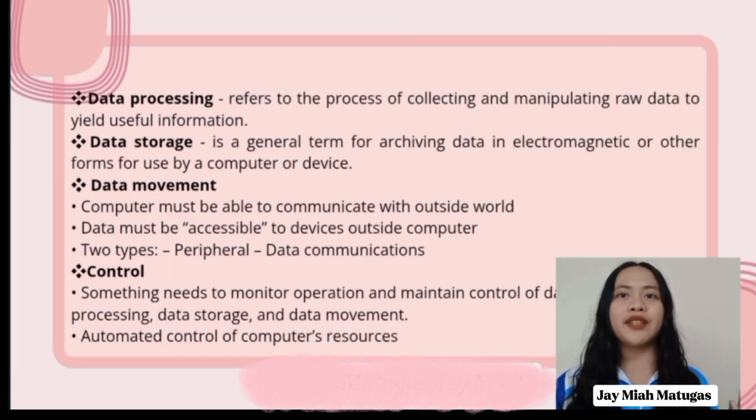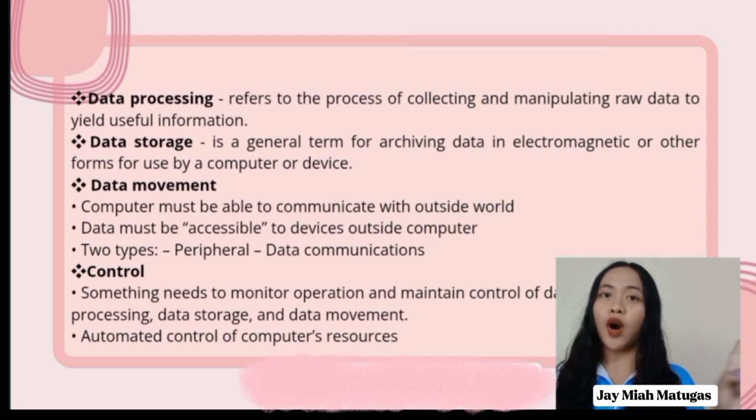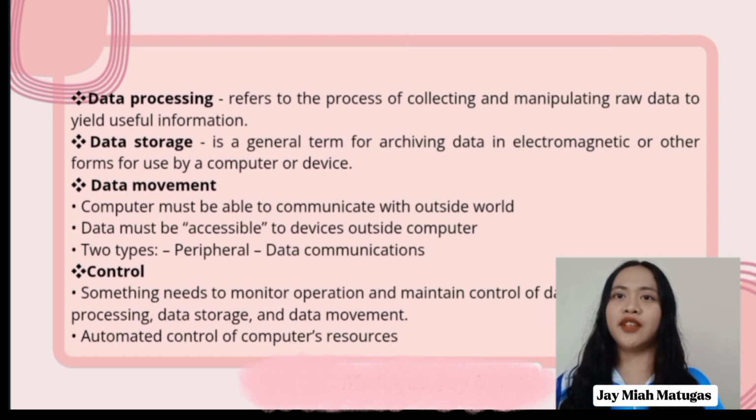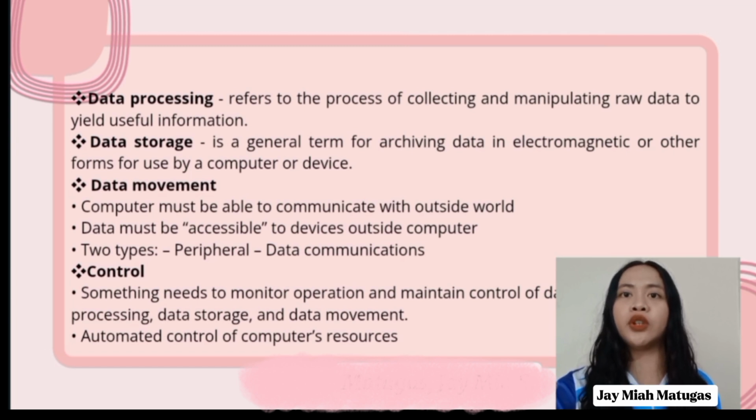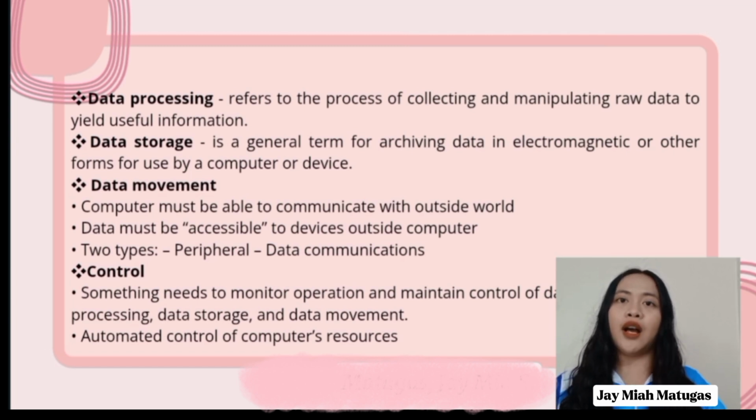And these are the basic computer functions. Number one, it is the data processing. It refers to the process of collecting and manipulating raw data to yield useful information. Number two, it is the data storage. It is a general term for archiving data in electromagnetic or other forms for use by a computer or device. For example, hard drive, RAM, or solid state drive.